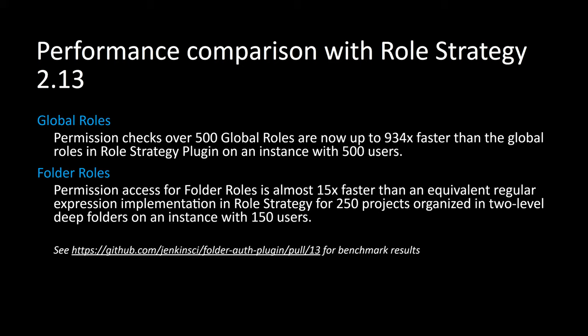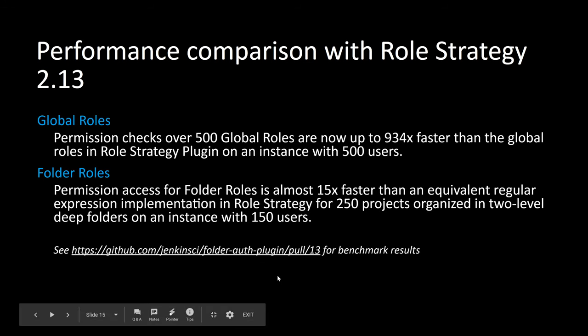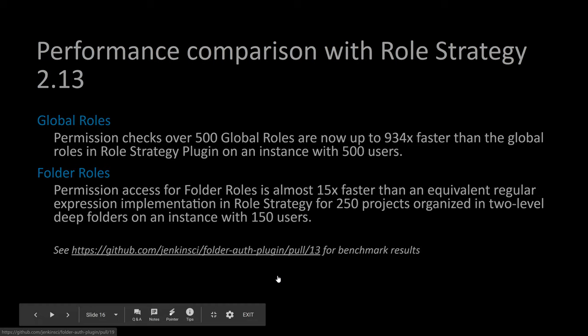For folder roles, the permission checks are 15 times faster than the equivalent regular expression implementation in role strategy. This was obtained for a benchmark in which there were 250 projects, organized in two-level deep folders on an instance with about 150 users. You can check out this pull request for comparing the benchmark results and knowing more about these benchmarks. Some of the challenges I faced here was to have efficient permission checks.